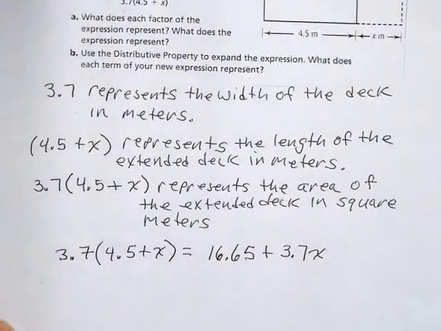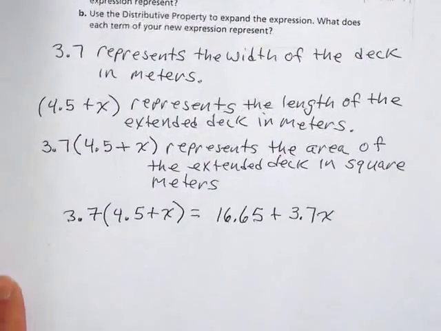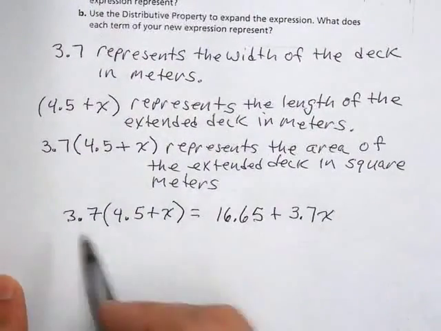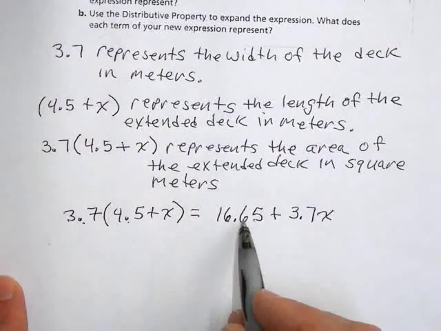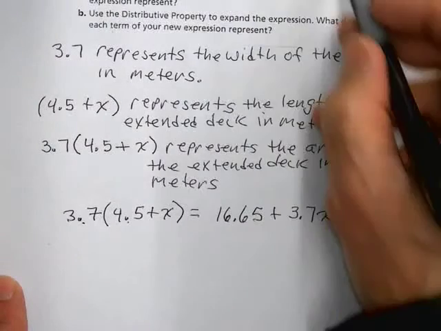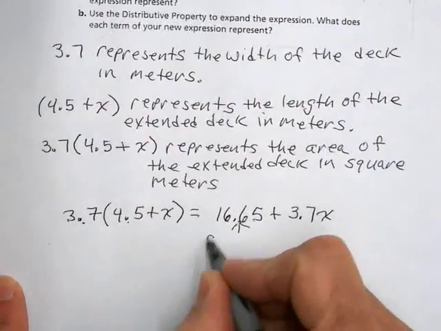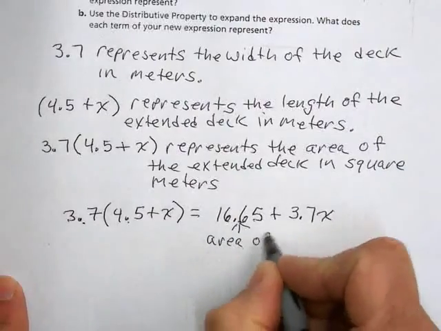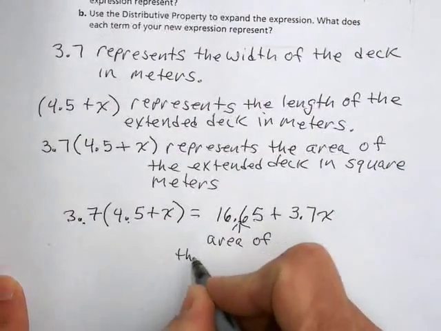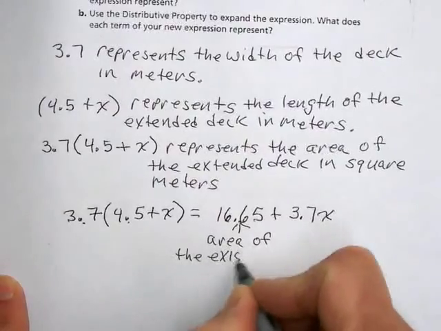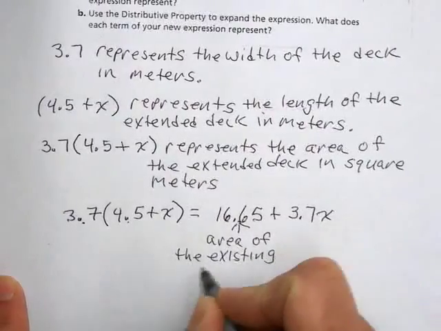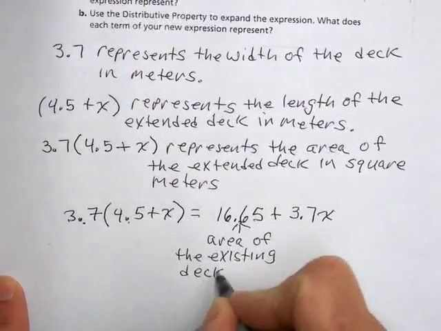Okay, so what do these numbers represent? And once again, I'm just going to slide up because I want to make sure I have enough room. Well, this is 3.7 multiplied by 4.5. That's what we got here. That's the area here. This is going to be the area of the existing deck. That's the deck before we put on this addition.